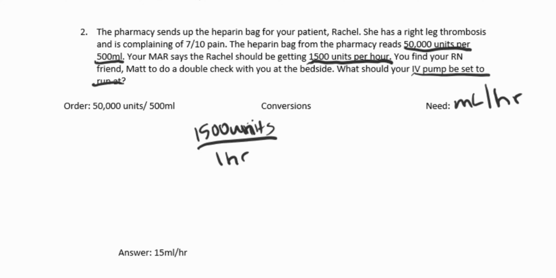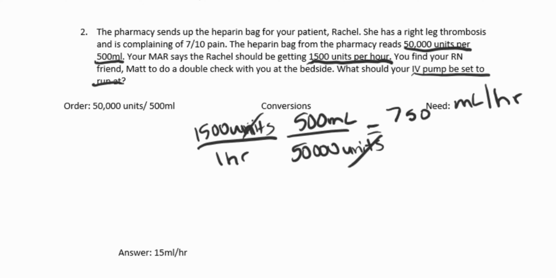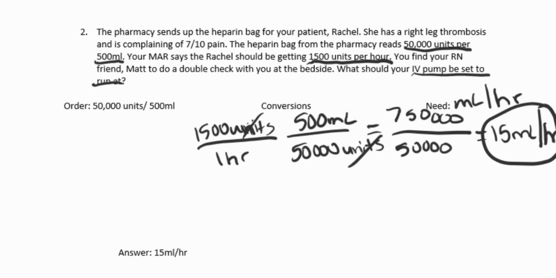We have 50,000 units per 500 mLs. So if we do 50,000 units per 500 mLs, the units are going to cross off and we're left with just milliliters per hour. So we multiply across the top. 1,500 times 500 is going to be 750,000, divided by 50,000, equals 15 milliliters per hour. And that is what we're going to set our IV pump at.